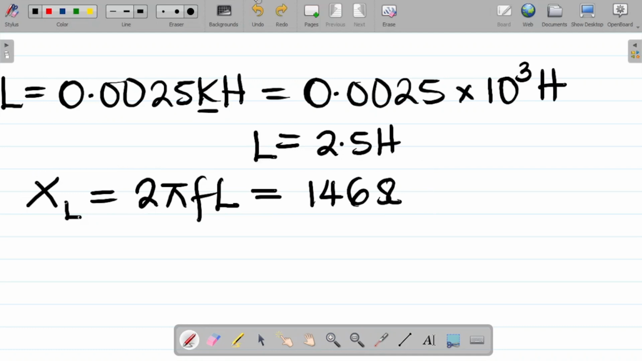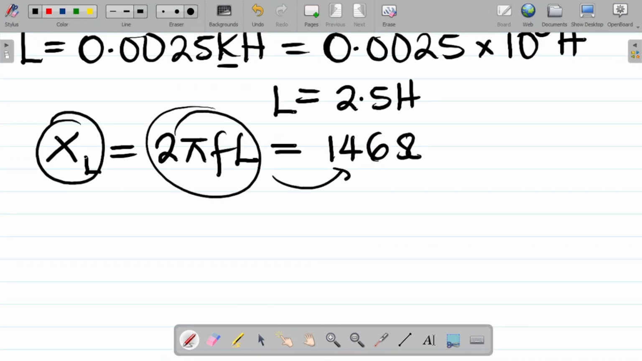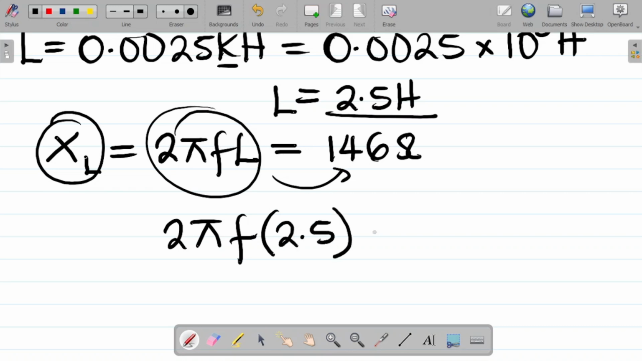And you're asked to find the value of the frequency. So how do you do that? First things first, XL is equal to 146. So you have 2 times pi times f times L. What's the value of L? Look at it here, 2.5. So you have this is equal to 146.